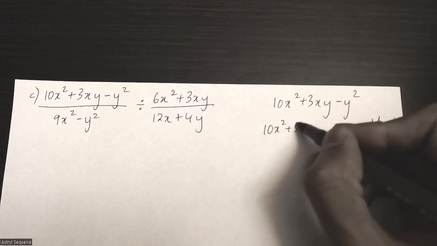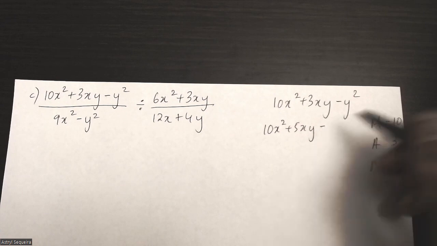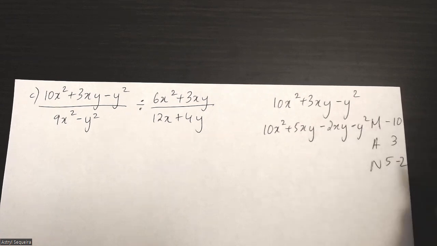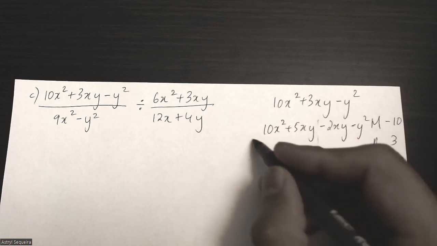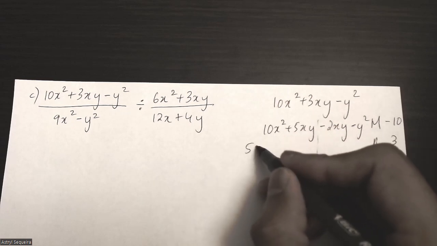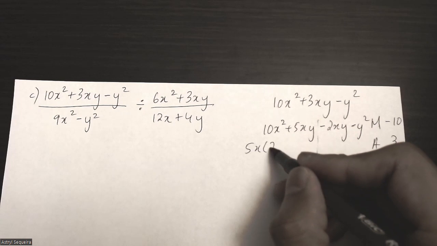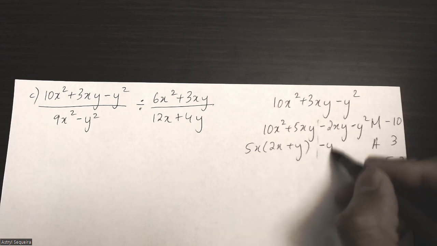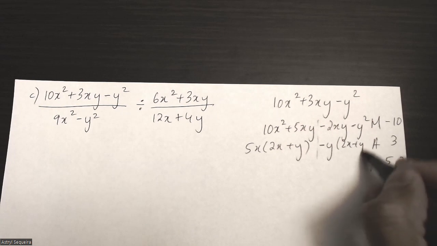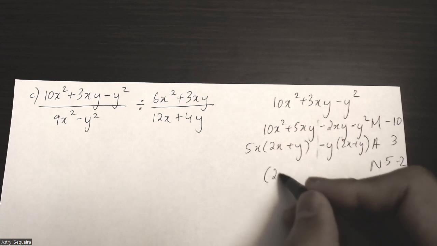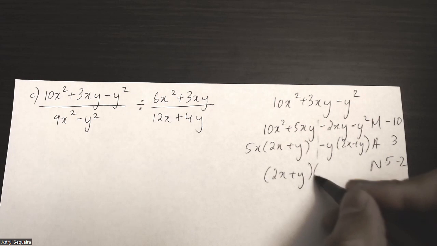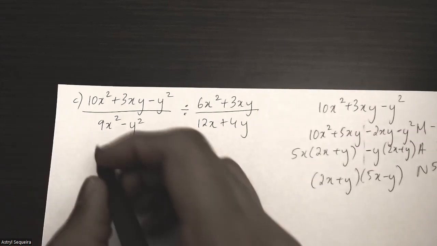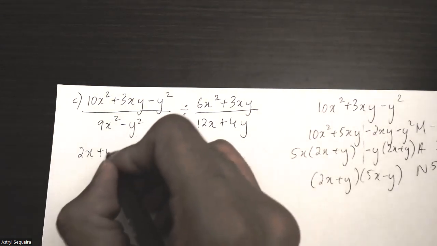10x squared plus 5xy minus 2xy minus y squared. Group it in the middle. Common factor here is 5x, and I'm left with 2x plus y. Common factor here is -y, and I'm left with 2x plus y. So 2x plus y, 5x minus y is my final factored solution. So now I'll fill that in over here.